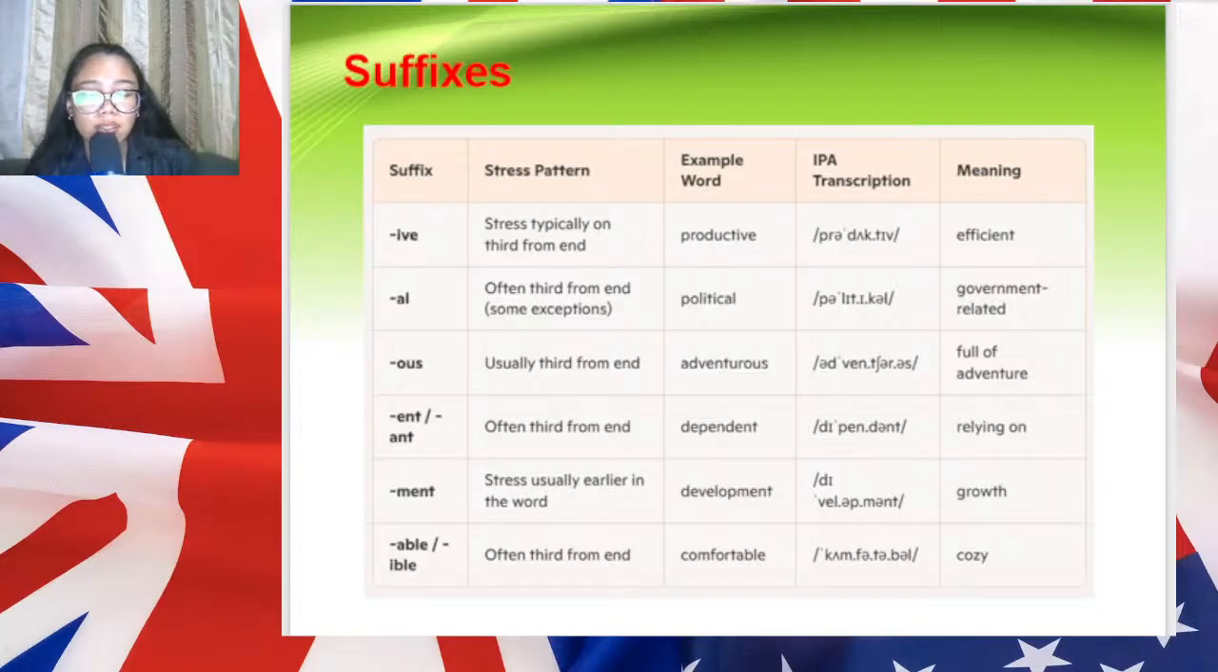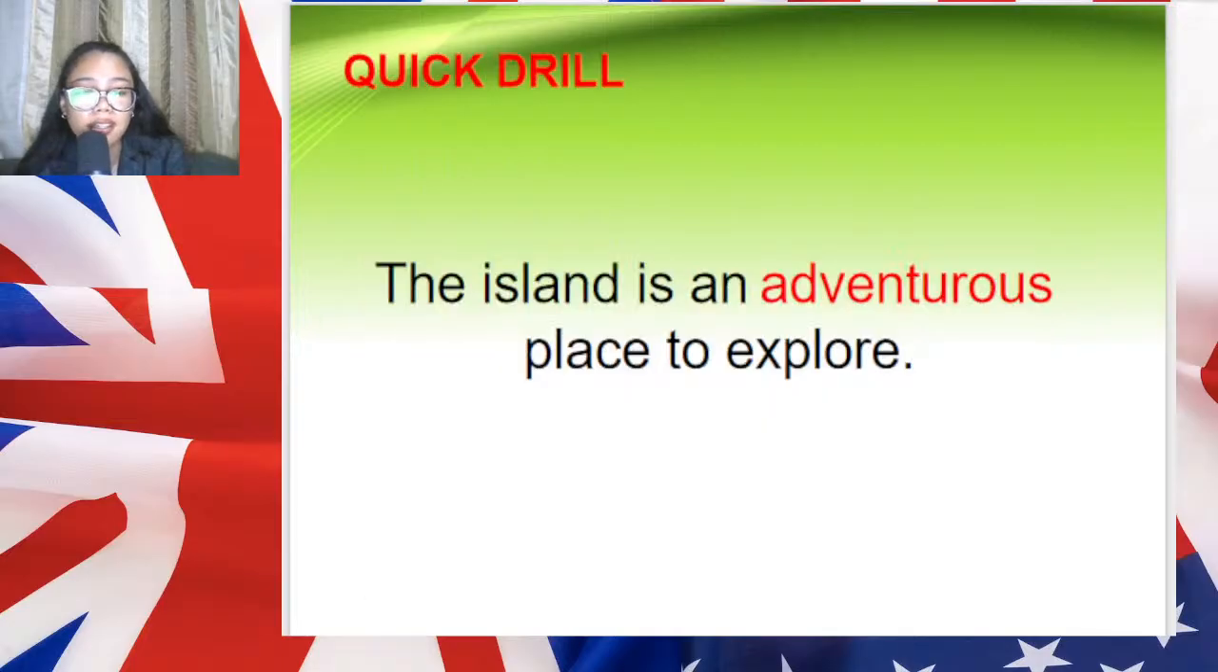Alright, so we try to bring it all together. Suffixes are more than just word endings. Okay? They are, most likely, as I've mentioned, like clues. They hint at what the word means, how it functions in a sentence, and most importantly, for today, where the stress goes. So when your students get used to these suffix families, they start making smart guesses about new words.